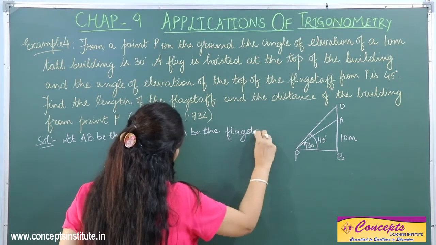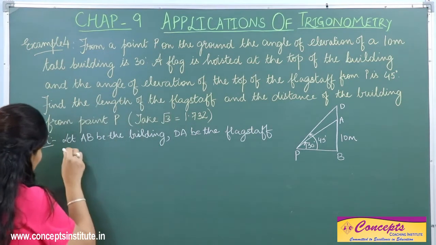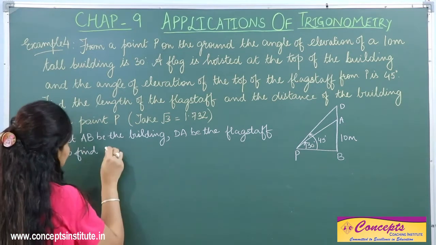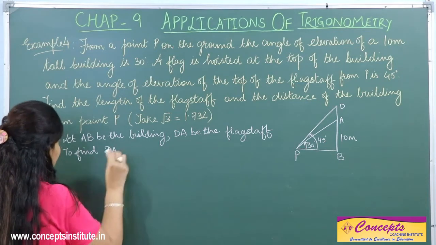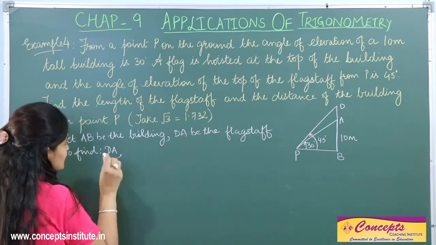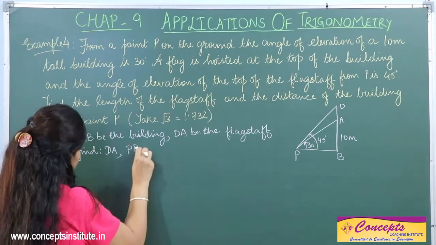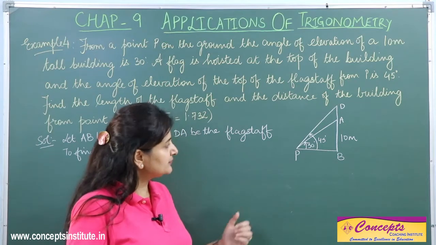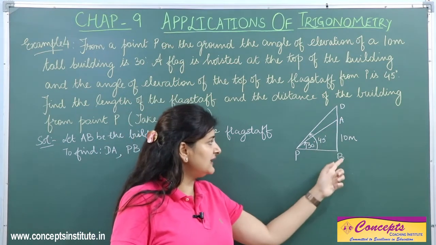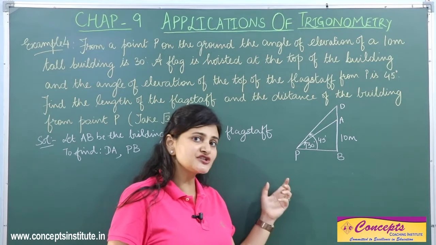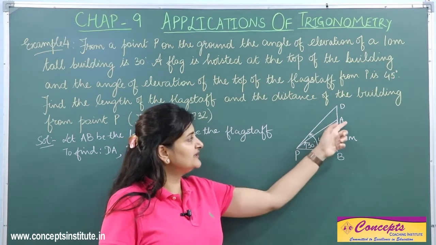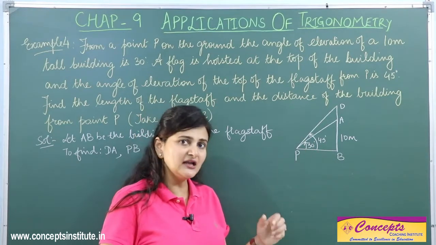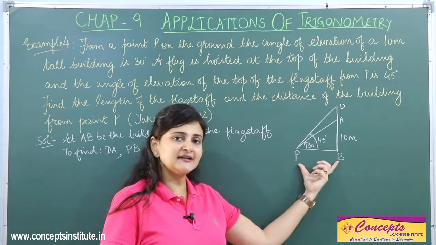So what do I have to find out? I have to find out the length of the flagstaff, that is DA, or you can write AD, and I also have to find out the distance PB. Now students, the first thing that I am going to do is apply the T ratio on this triangle ABP. And which T ratio? Tan. Because I have already been given the perpendicular, and perpendicular upon base is the tan of an angle. From that I would be able to find out PB.